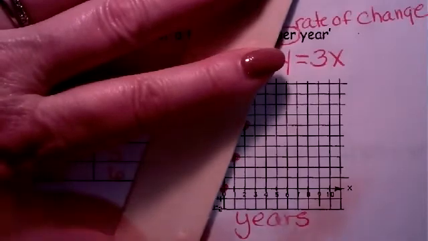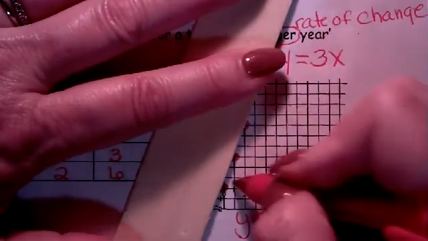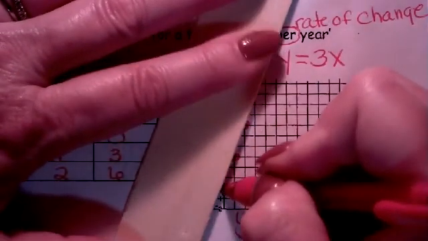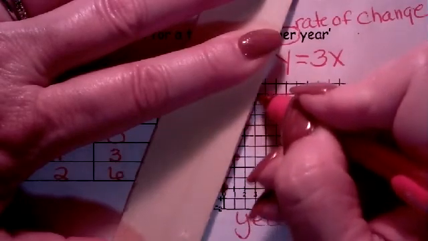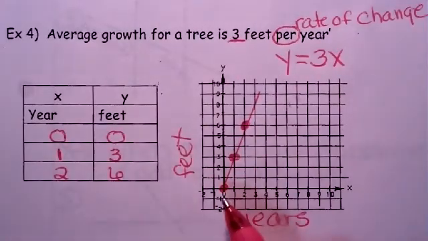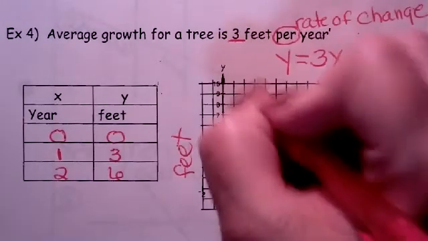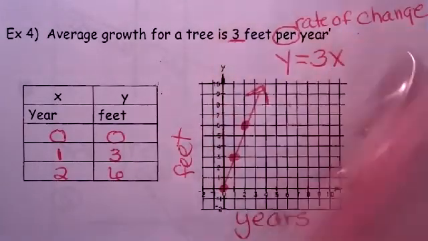Again, is 0, 0 going to be logical? No, because we're not talking about the roots of the tree. We're talking about the branches and the trunk of the tree. So it's got to grow up. So no arrow at 0, 0, and an arrow at the top.